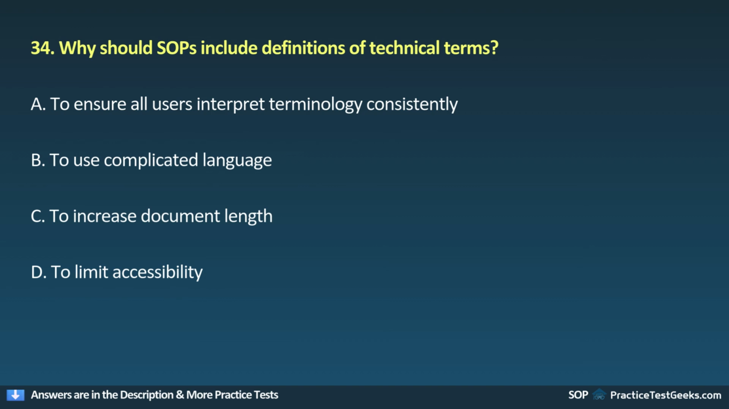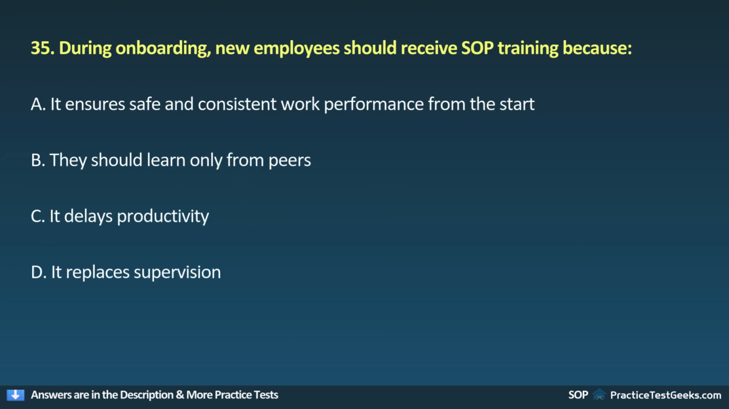A. To ensure all users interpret terminology consistently. B. To use complicated language. C. To increase document length. D. To limit accessibility. 35. During onboarding, new employees should receive SOP training because A. It ensures safe and consistent work performance from the start. B. They should learn only from peers. C. It delays productivity.